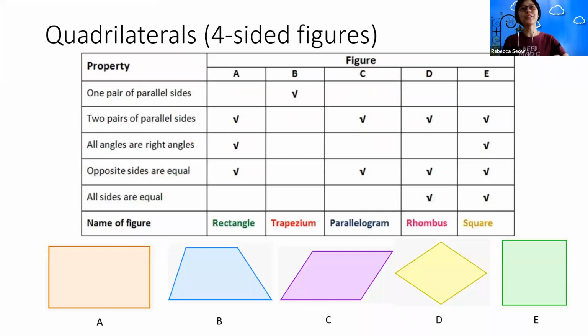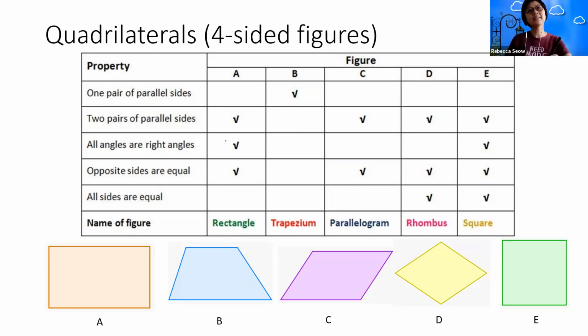Next, we're going to move on to quadrilaterals. Now, what are quadrilaterals? Just now I did mention, it refers to four-sided figures. So these are the four-sided figures that you will be learning in primary 5, some of which, the rectangle and the square, you might already be familiar with. And if I'm not wrong, you will have covered this in primary 4. So let's take a look at the properties of a rectangle.